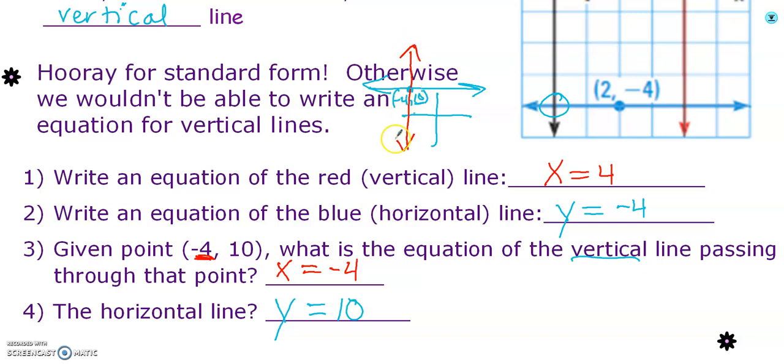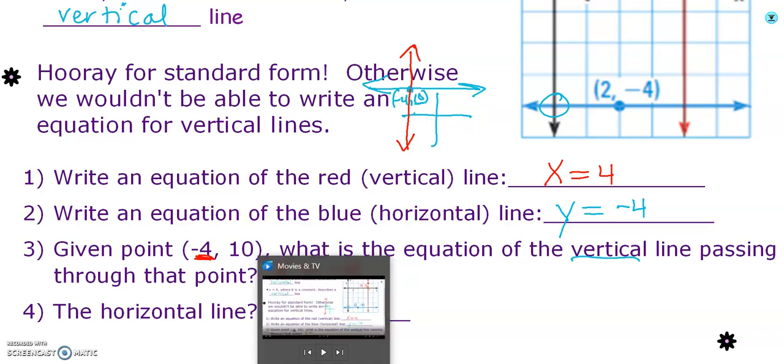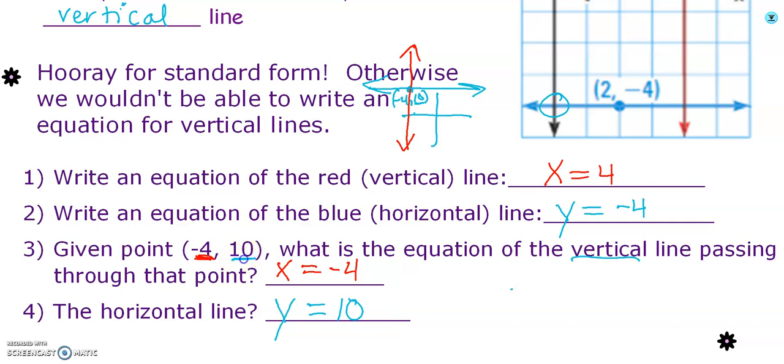Now, if it's crossing the x-axis, our equation will be an x equals equation. We use our ordered pair to figure out what that x is going to be equal to, and my ordered pair says -4 for x, so that's my equation. If my equation is a horizontal line, that means it's going side to side, across the y-axis, so my equation will need to be a y equals equation. Again, I look at my ordered pair to see where it's crossing. It's crossing up here at 10, so that's my equation.